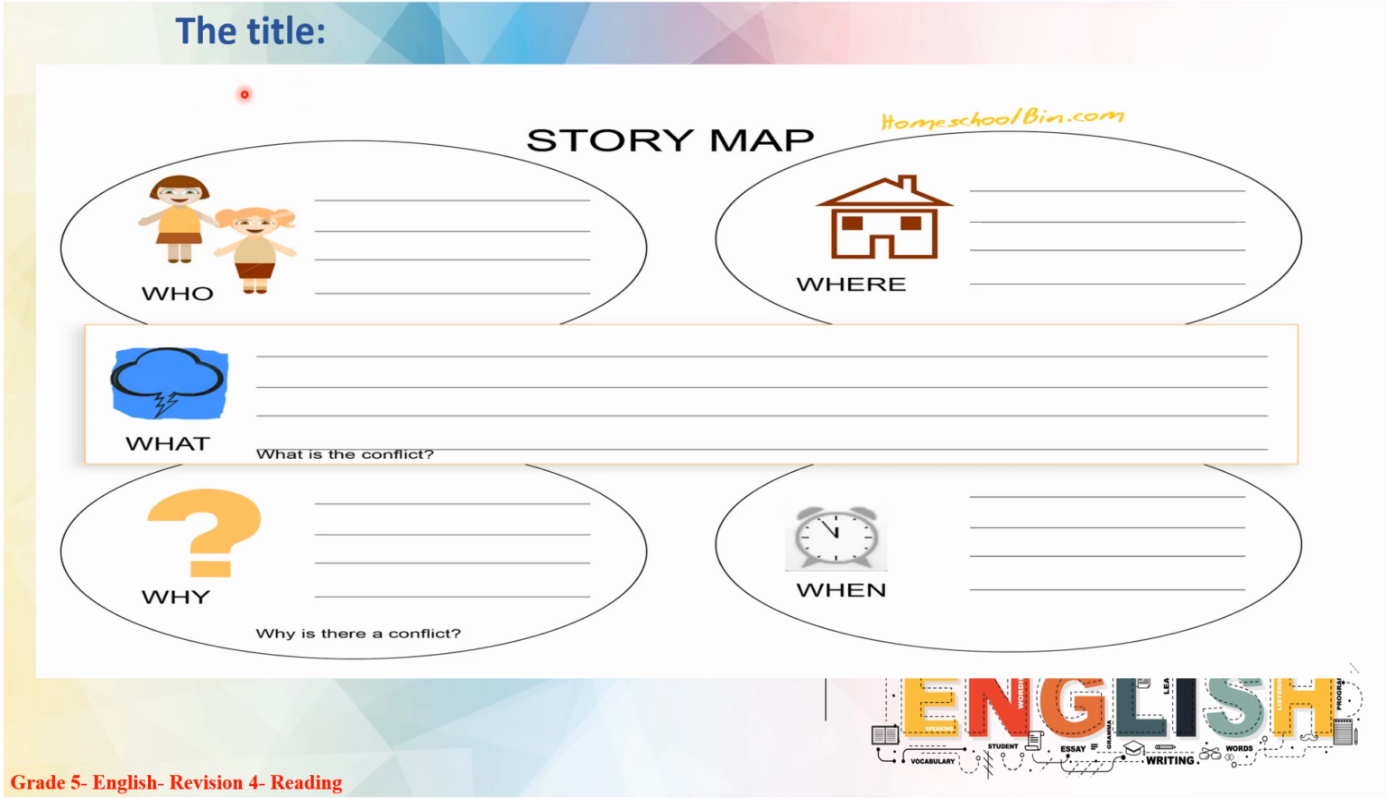It's very easy. Who means the characters who are involved in the story. And where means the place. Where did it happen? And what? You can tell us in summary, write what happened. And why? Why is there a conflict? And when? What time did this story happen? Now go back to the story, read it very carefully, and answer these questions.